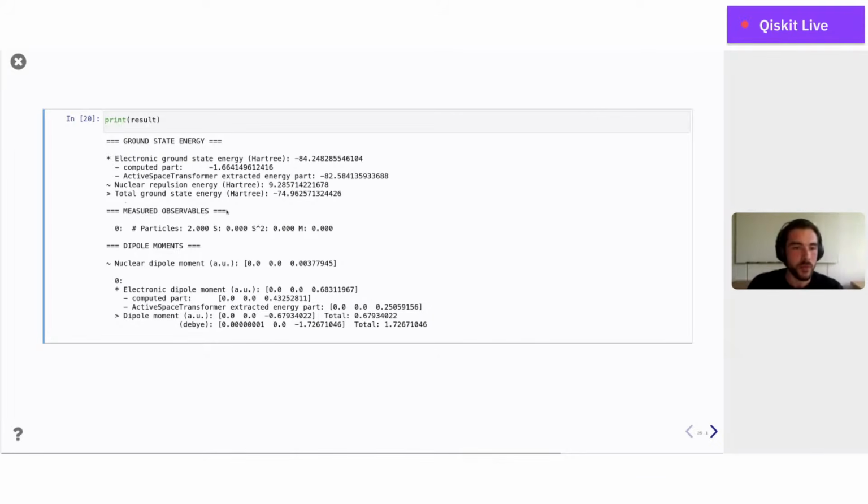We also get some additional information about measured observables, like the number of particles, the spin of our system, and the magnetization. And we also get some dipole moments, which are evaluated, which I will not go into the details of now.